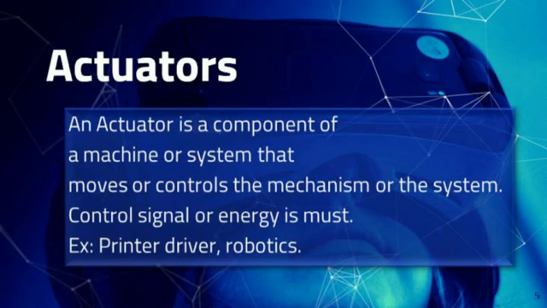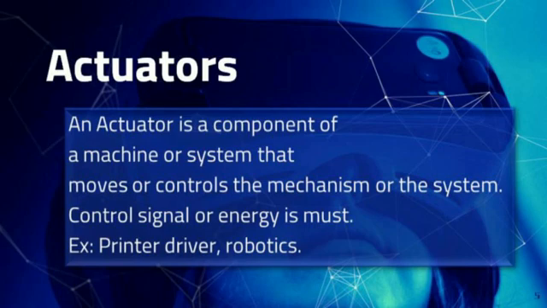We know a machine is not a static thing and a system is not a static thing. It will be working, so while working it moves from one position to another position. That is why we say actuators move or control the mechanism of the system. In order to activate the actuators, we need an external control signal or external energy. Otherwise, these actuators will not start working.